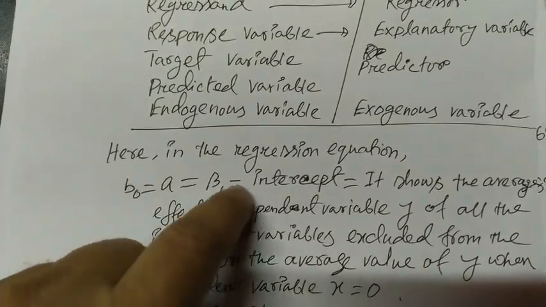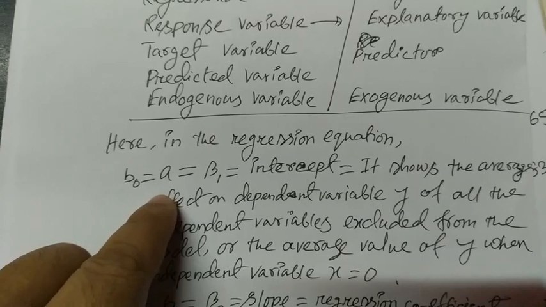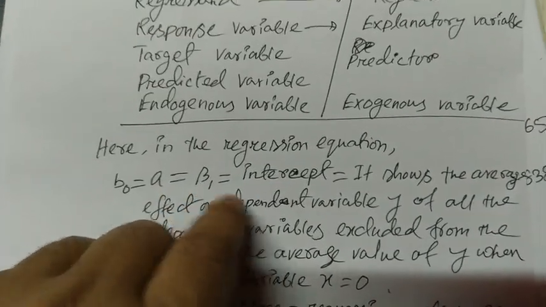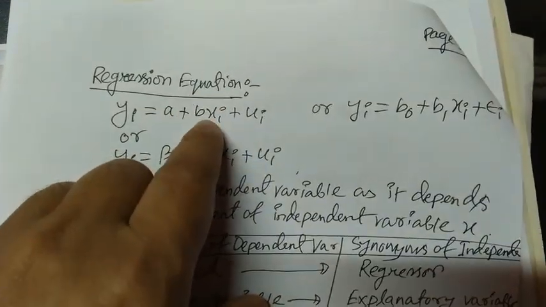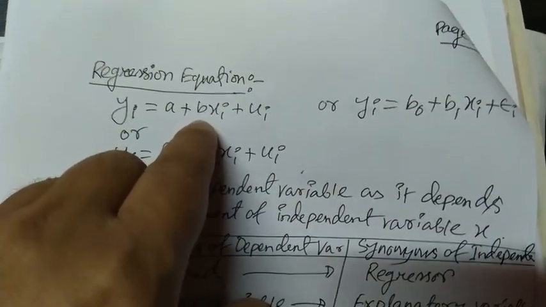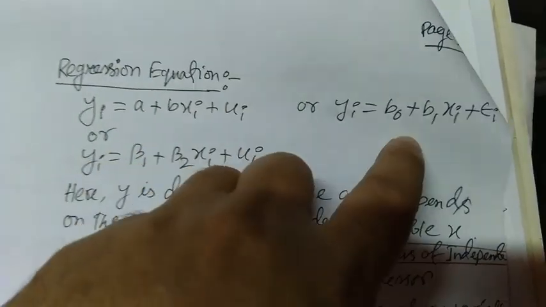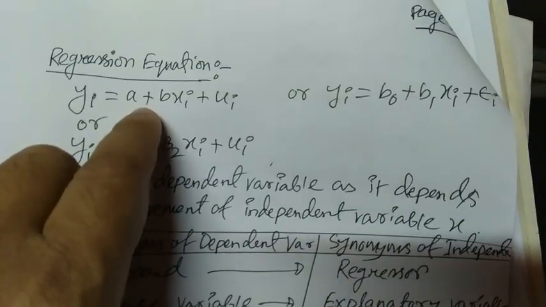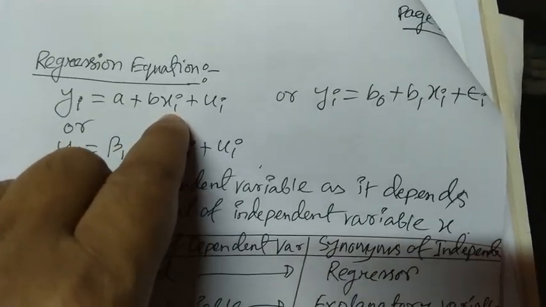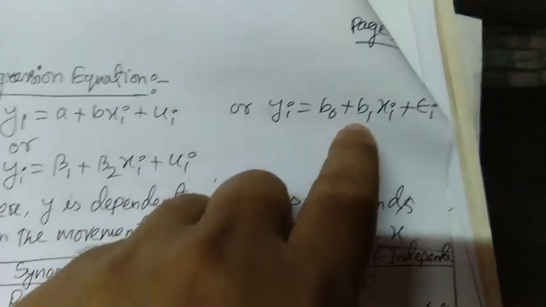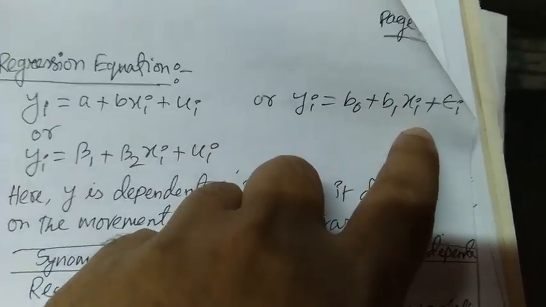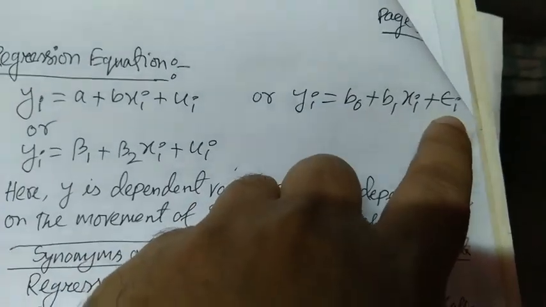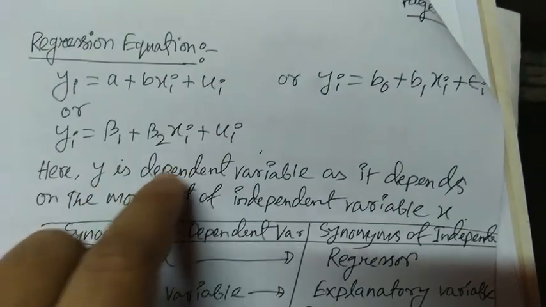Right. Here in the regression equation, b0 or a or beta 1 is the intercept. In this equation, a or beta 0 or beta 1, these are all the same. Some people write the regression equation like a plus bx plus error term. Some people write it like b0 plus b1 into x plus epsilon i. It's all the same. Here epsilon is similar to u, the error term.